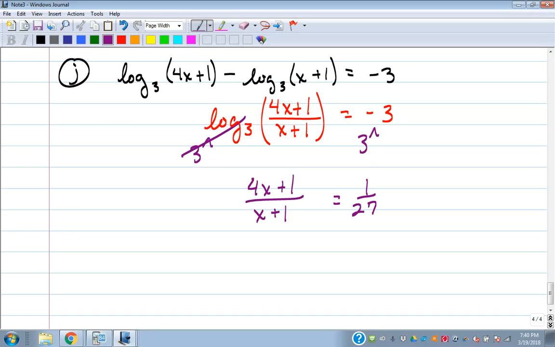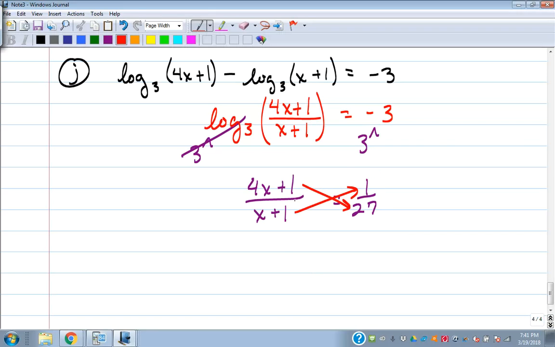Now, this looks a lot like what kind of problem? Starts with a P. Ends with a proportion. Yeah. How do you solve proportions? I remember doing that many moons ago in a geometry class, maybe, or algebra 1, 7th grade math. Cross multiply.